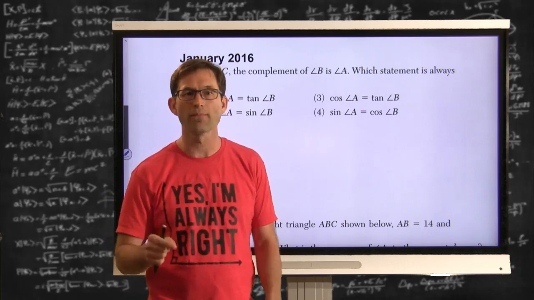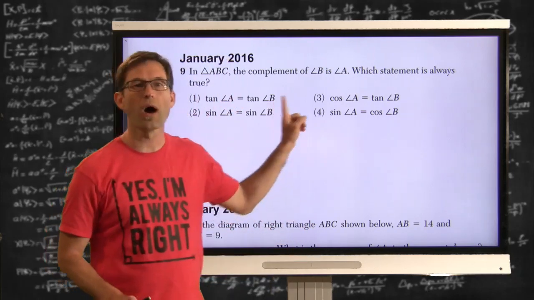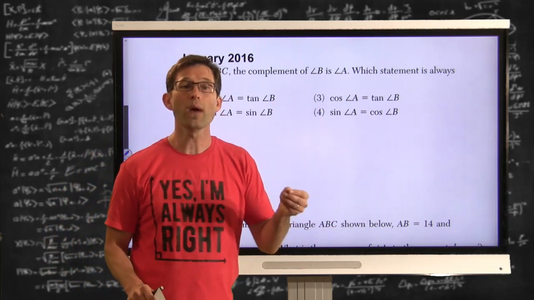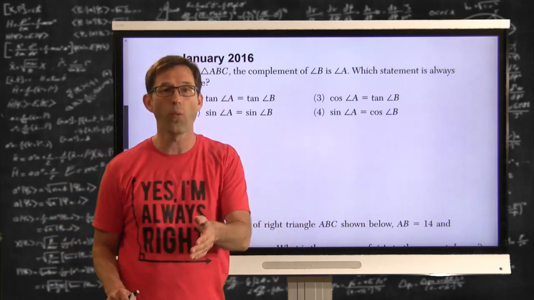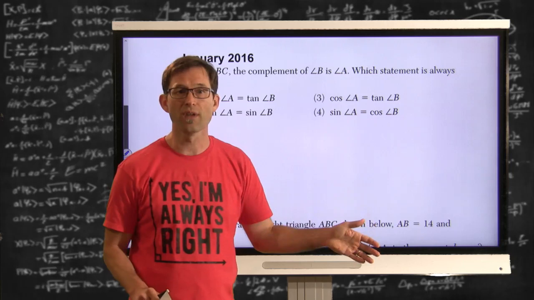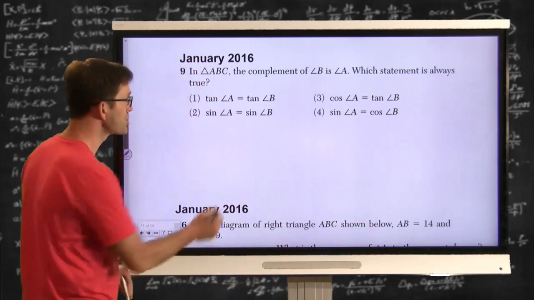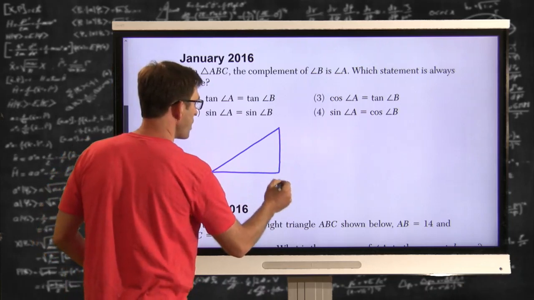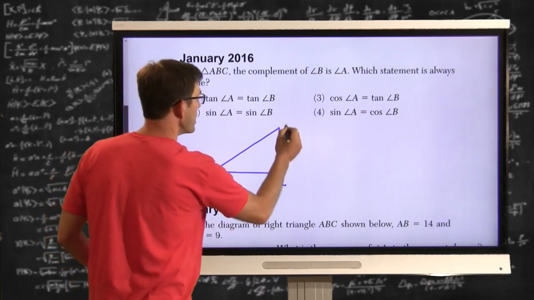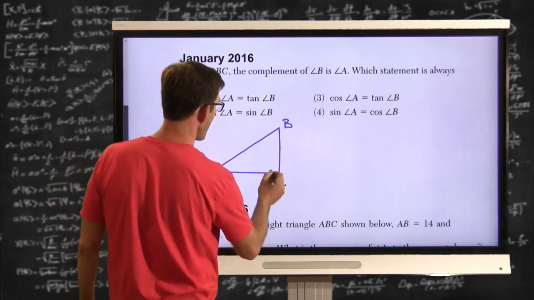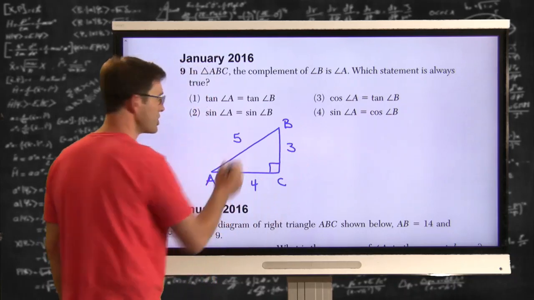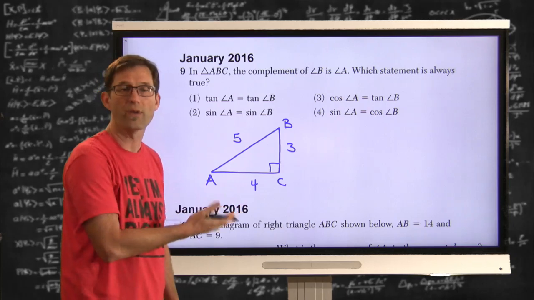And that's the following. When 2 angles are complements, it means they add up to 90. When 2 angles are complements, the sine of one is the cosine of the other. And this is very simple. Let me illustrate with a very easy picture. The reason for this is simple. If I have this triangle ABC, where C is the right angle, let's say it's a classic 3-4-5 right triangle.